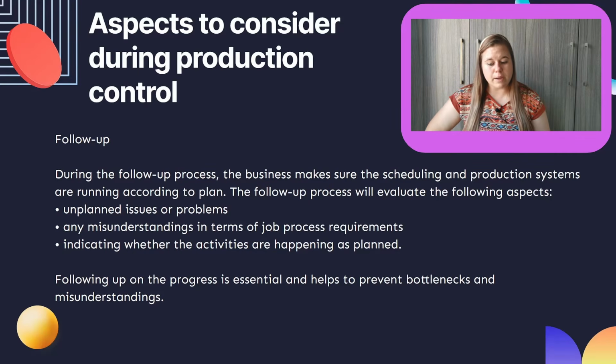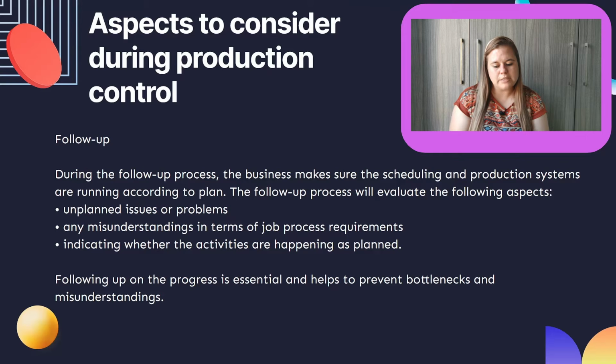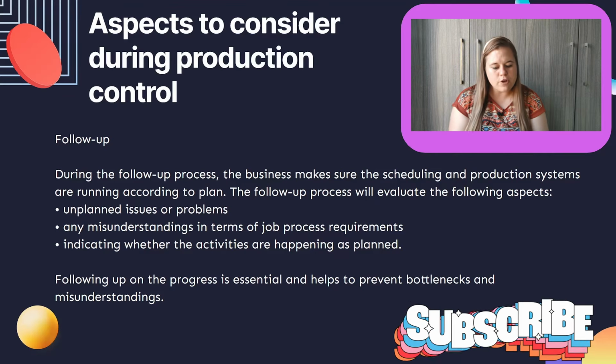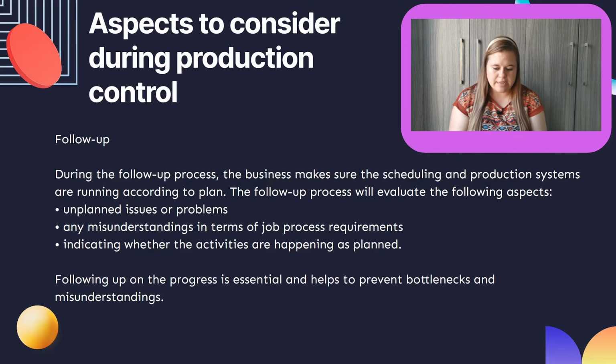Follow-up. During the follow-up process, the business makes sure that the scheduling and production systems are running according to the plan. The follow-up process will evaluate the following aspects. We look at unplanned issues or problems that could occur, and any misunderstandings in terms of the job process requirements. It indicates whether the activities are happening as they were planned. Following up on the progress is essential, and it helps to prevent bottlenecks and misunderstandings.